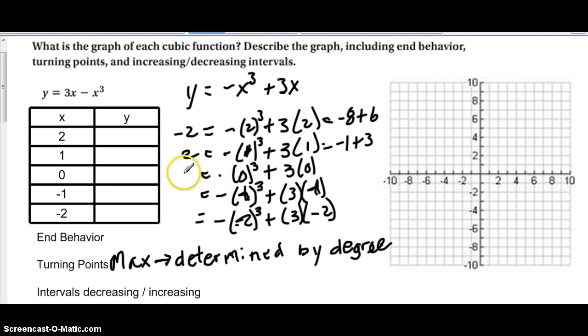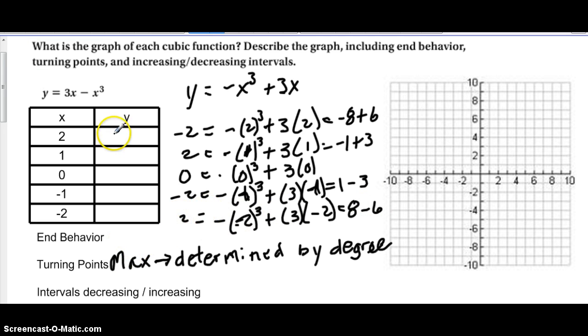0 and 0 spits out an easy 0 for us. Negative 1 cubed is negative 1 times negative 1 times negative 1. Remember, the opposite is going to be a positive 1, minus 3. And here we're going to have negative 2 cubed, negative 2 times negative 2 times negative 2. It's going to be negative 8. Take the opposite of that, it's going to be positive 8. And then 3 times negative 2 is negative 6. And we're going to have a 2 here.